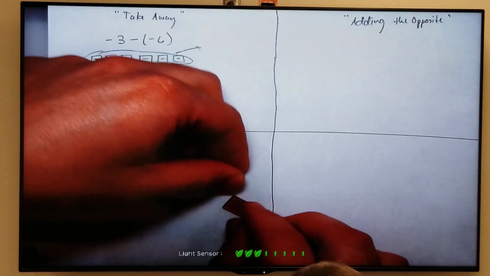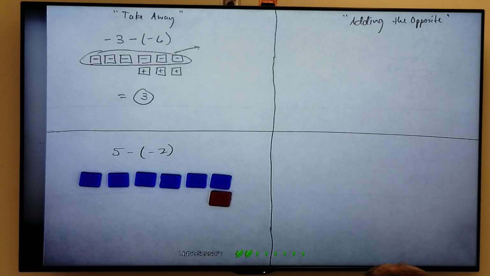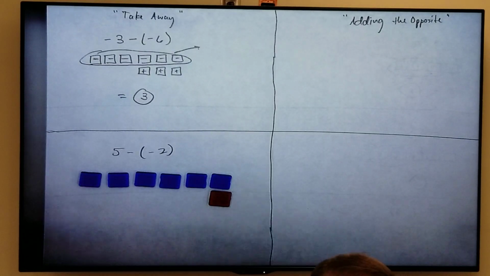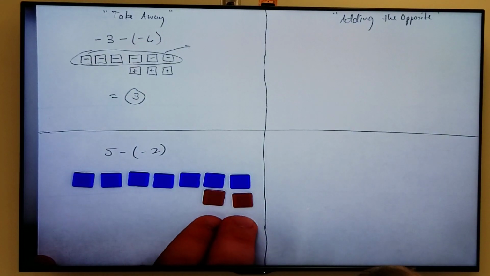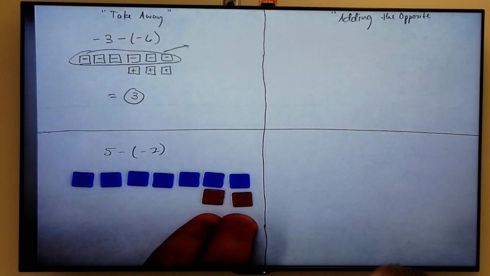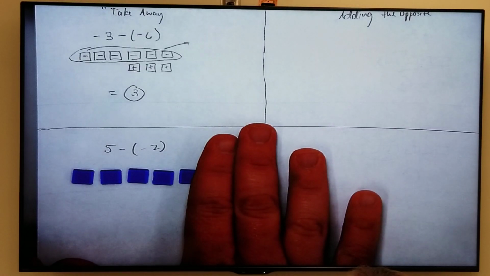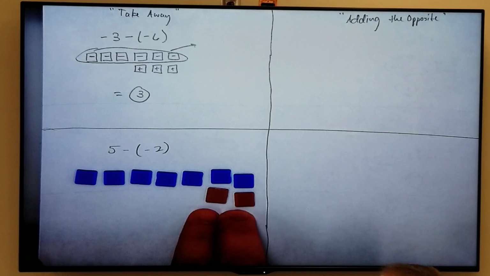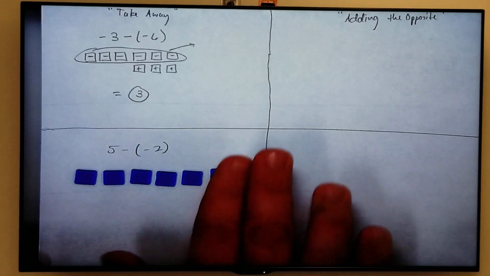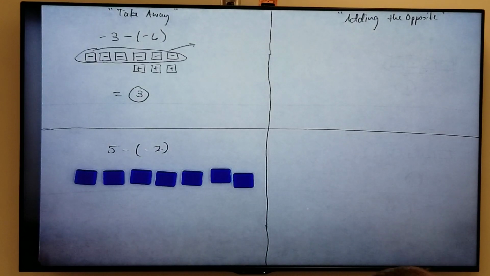So I'm going to add a 0 pair. And I'm going to add another 0 pair. Because now you see I have these 2 negative tiles that I can remove. So I have 5, right? There's 5 positive tiles. These are just 0 pairs, so they don't really count for anything. Right? So I've got 5. Now I'm going to take away negative 2. And I'm left with a positive 7.